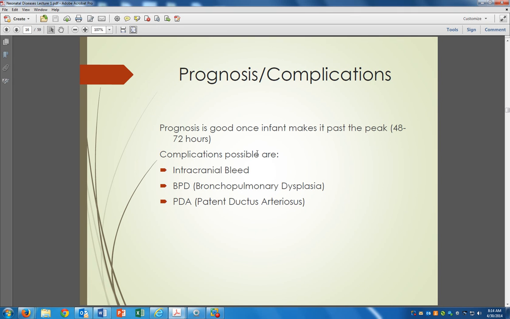Bronchopulmonary dysplasia, it's something we'll talk about in a separate section, but essentially it's chronic lung disease in infants that had RDS. Lastly, patent ductus arteriosus. Now remember, the patent ductus arteriosus is something that occurs as a result of hypoxemia. If we keep them oxygenated well, this should mitigate this. If not, we can opt for surgery, but also medication to close the ductus.